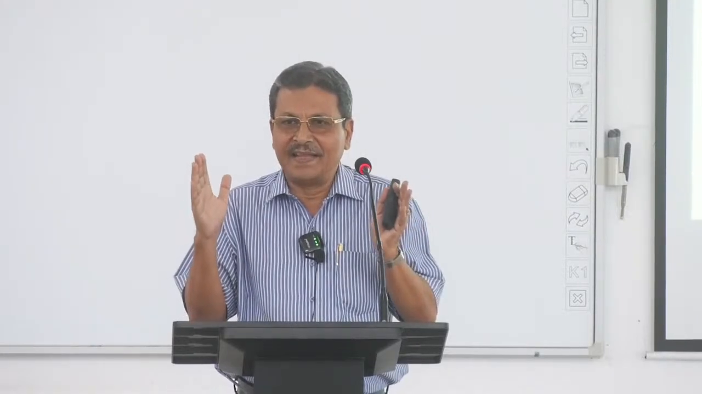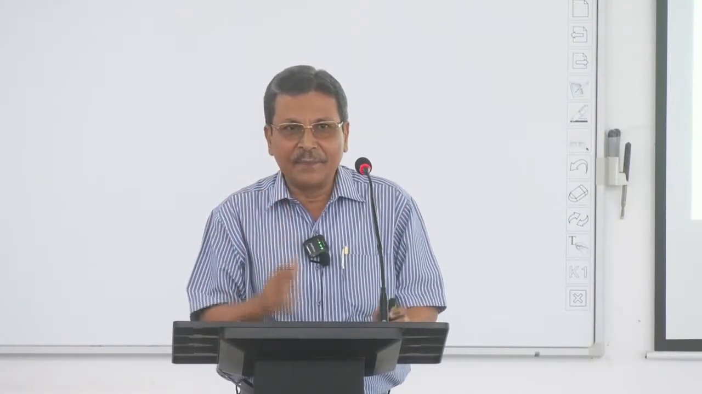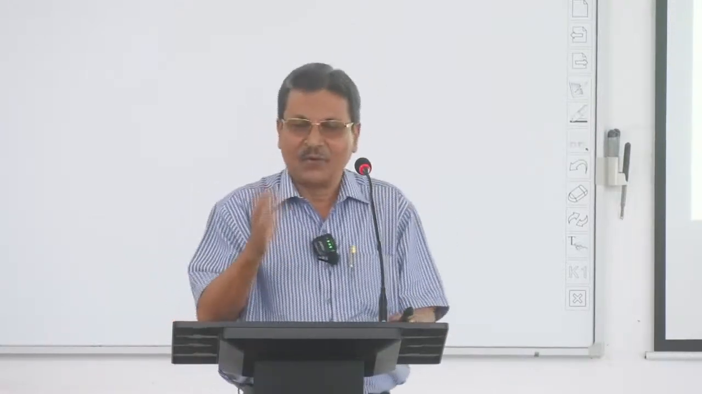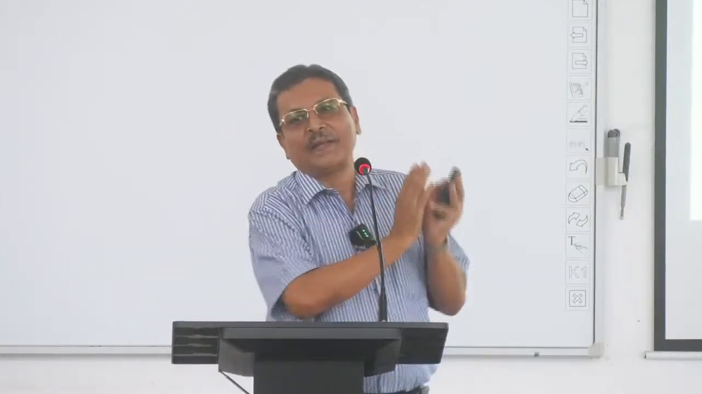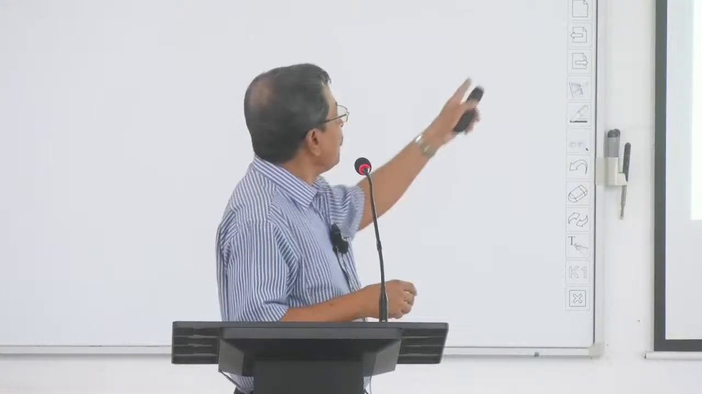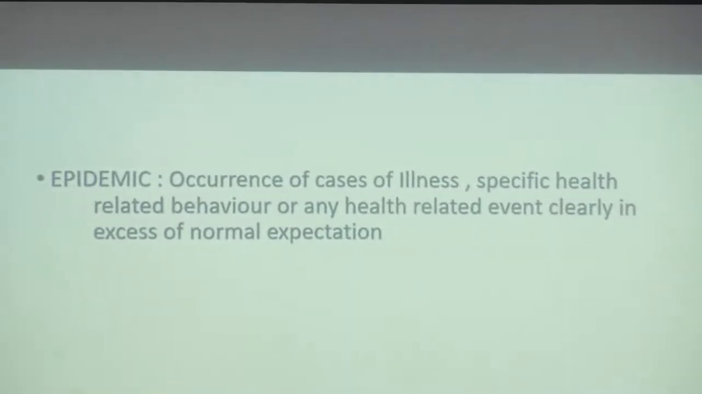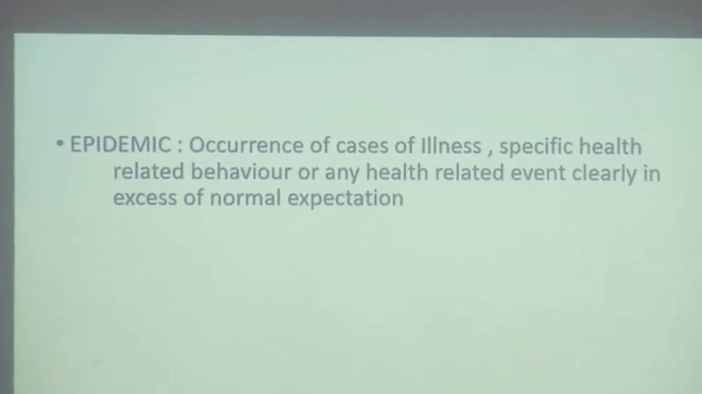Epidemic means we have a normal expected idea that COVID, is it an epidemic? Epidemic means, of course, it should be pandemic. I am coming, right? COVID is epidemic and also a pandemic. Why pandemic? I am coming to that. So, COVID was not there. So, when COVID occurs, it is beyond our expectations. So, occurrence of cases of illness or specific health-related behavior or any health-related event clearly in excess of normal expectation.